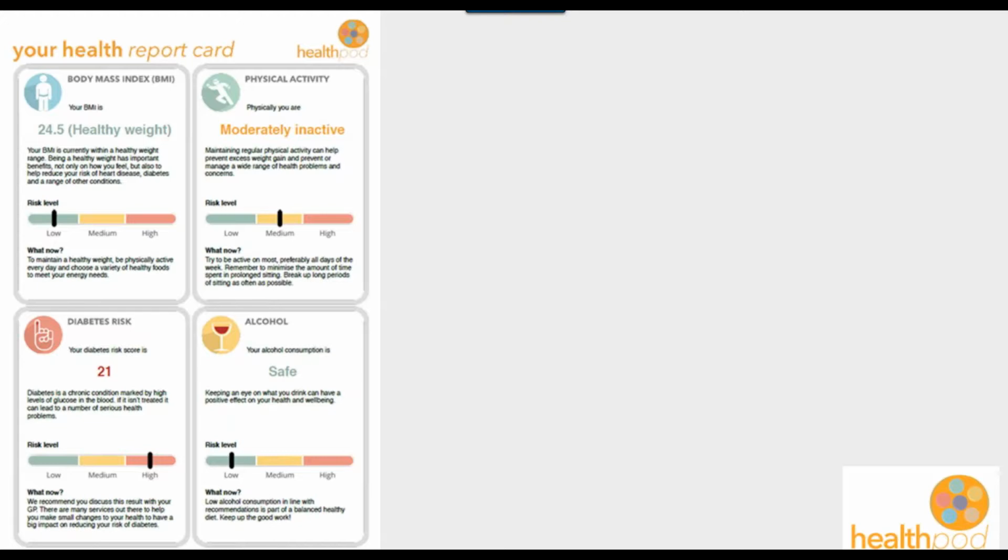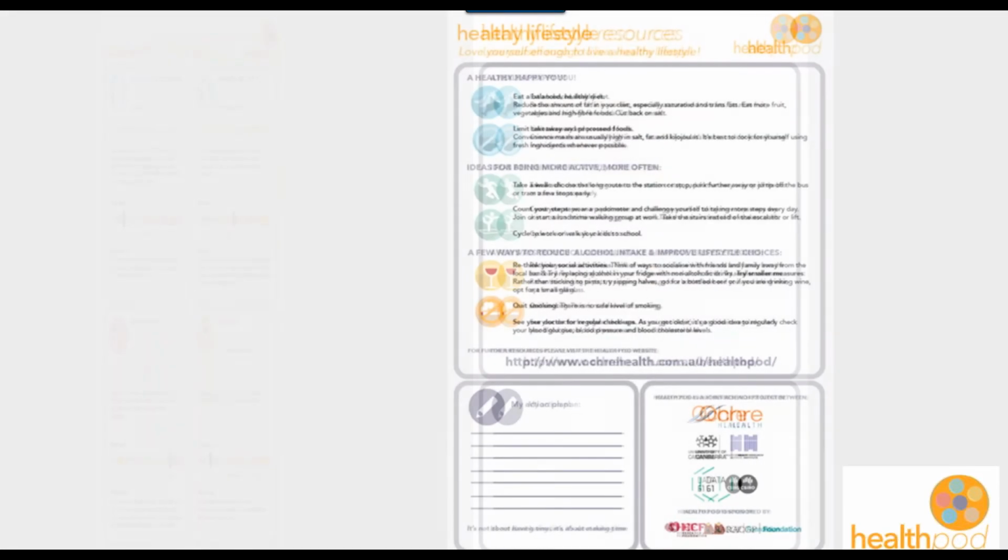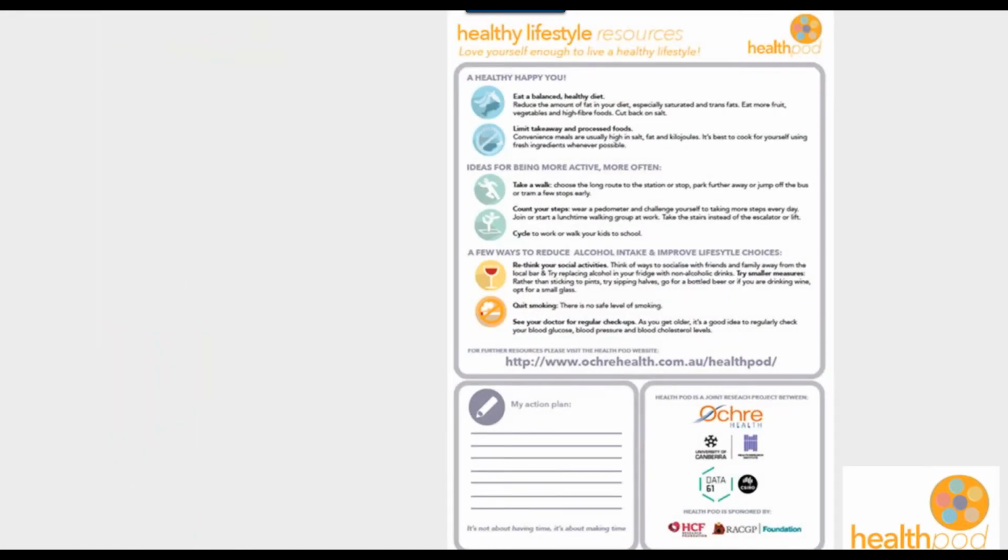And then on the back of the report, so this is a report card they would get, and they can take this away with them. And then on the back of the report card, which is the next slide, there's just a few ideas for them. There's a website they can go to for further signposting, and there's a little area for them to put down some notes around what they want to do. So what's their action plan?